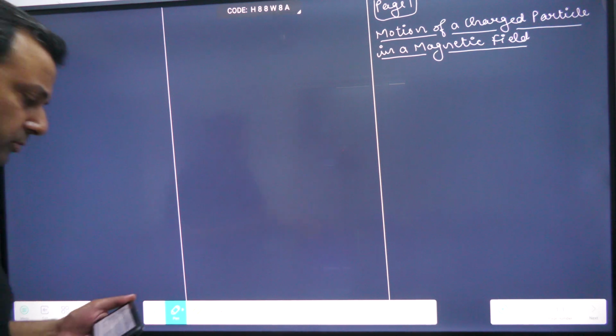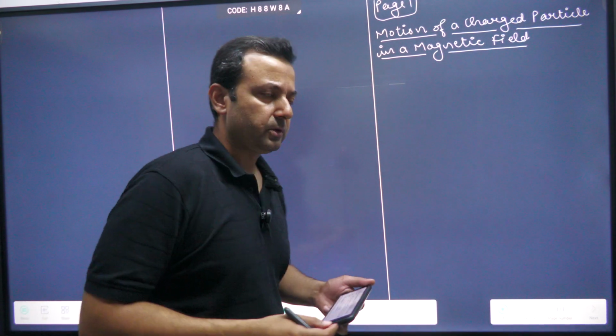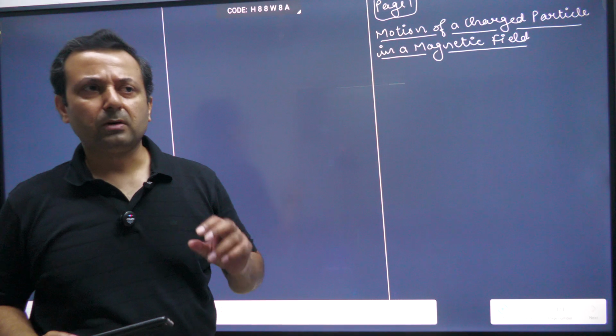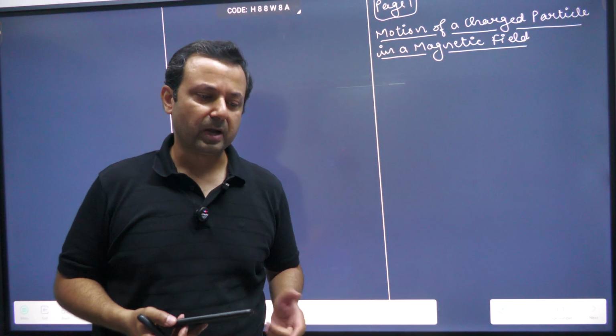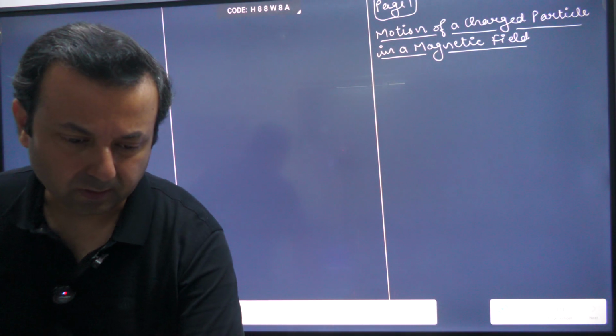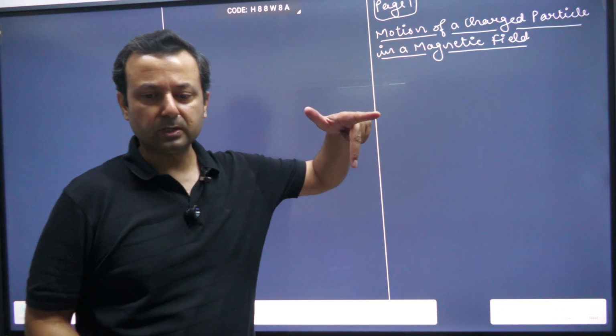We have to study about the motion of a charged particle in a uniform magnetic field, how a charged particle moves in a uniform magnetic field. We have learnt about this in the last class.